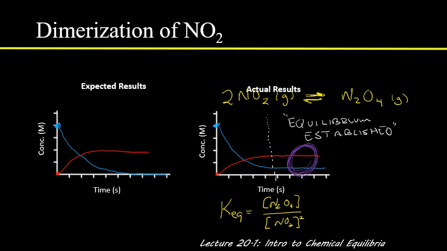So again, you can run this several different times, different concentrations, different size containers, and it will always be the case that this ratio, concentration of N2O4 divided by the square of the concentration of NO2, is a constant. So let's take a look at that in a little bit more depth.